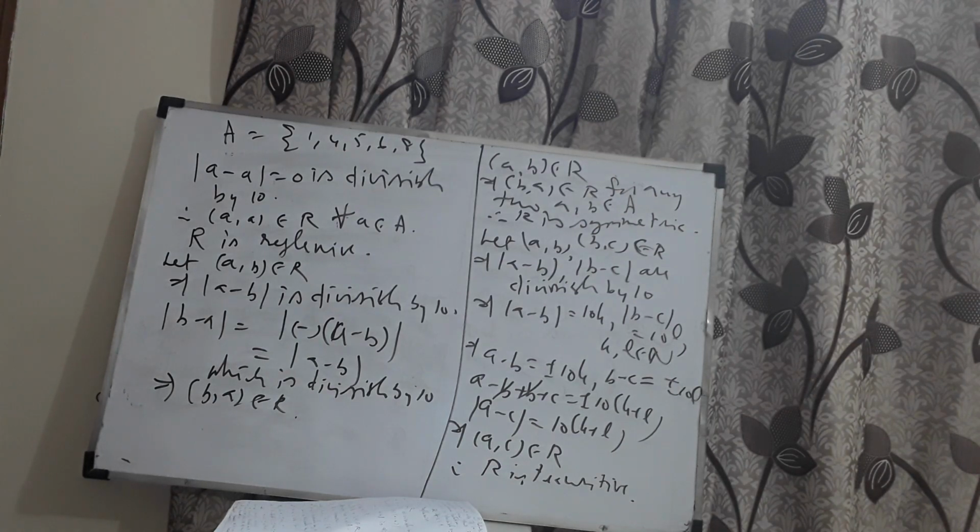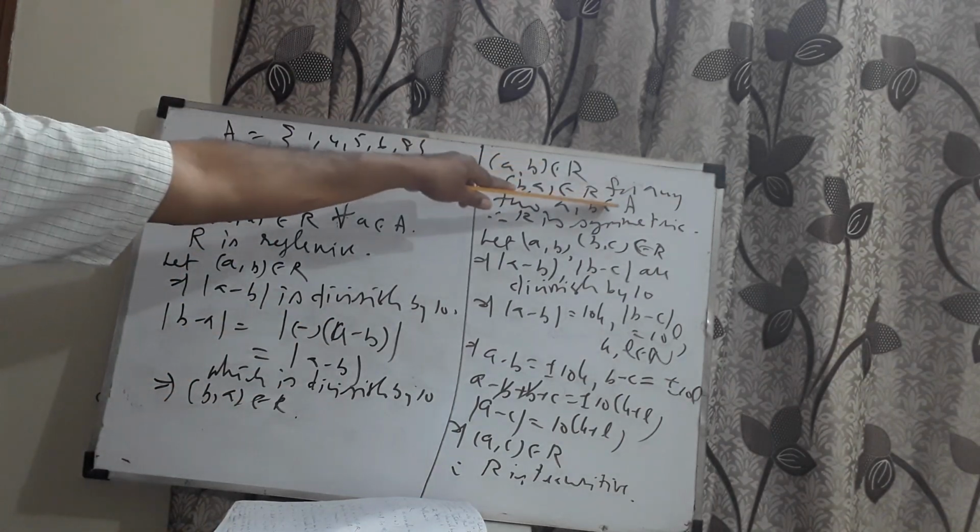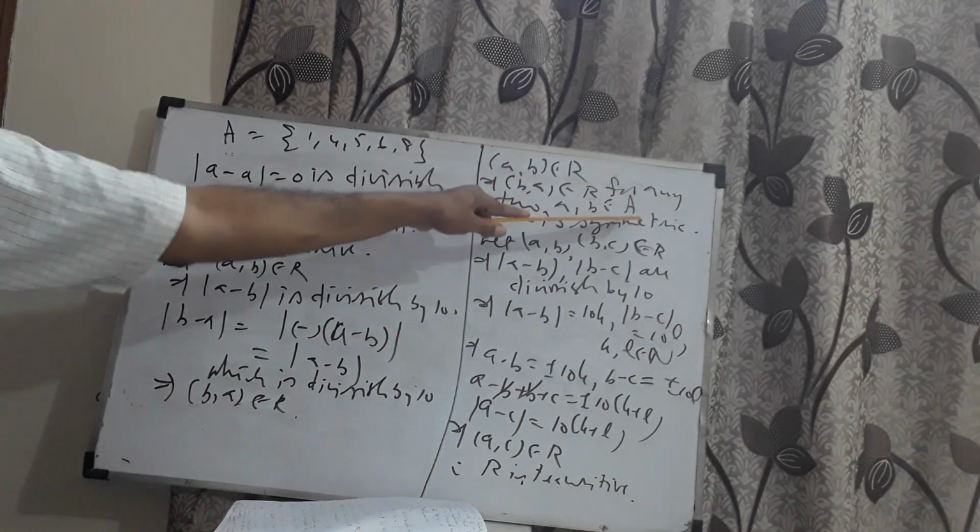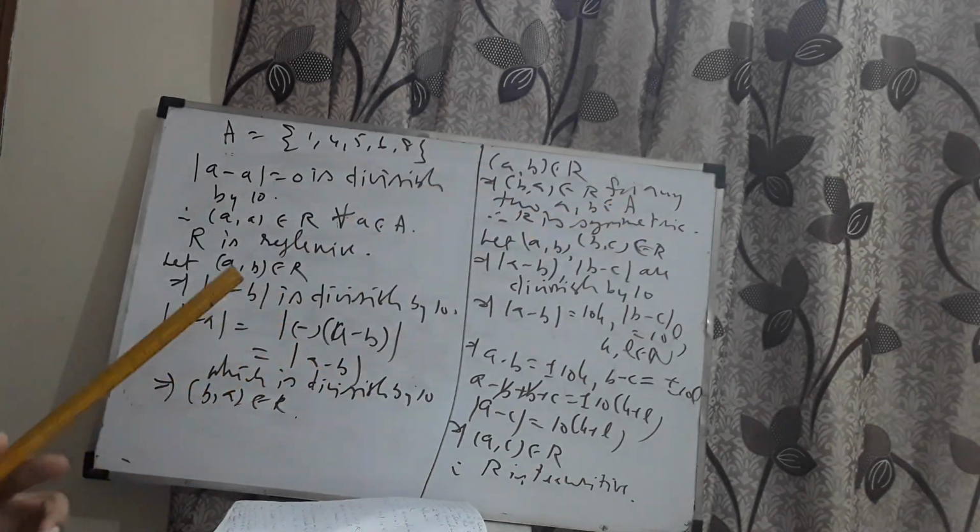Let (a, b) be an element of R. Therefore, mod a minus b is divisible by 10. Mod b minus a is the same as mod a minus b, since mod of minus 1 is 1. Therefore, they both are equal. Mod a minus b is already divisible by 10, therefore this is also divisible by 10. Therefore, (a, b) element of R implies (b, a) element of R for any two a, b element of A. Therefore R is symmetric.